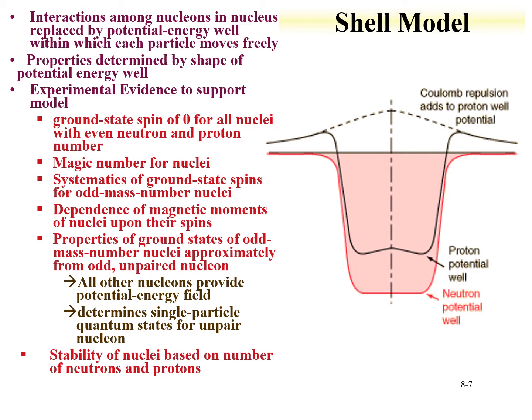and some of the properties of ground states of odd mass numbered nuclei can be determined from that odd unpaired nucleon. So it's as if, if I have an odd A nucleus, all the nucleons are paired except for one, and that one unpaired single particle provides the properties for the nucleus. That's fundamentally one of the bases of the shell model. One of the other things with the shell model that can be derived is stability of nuclei based upon the number of neutrons and protons.